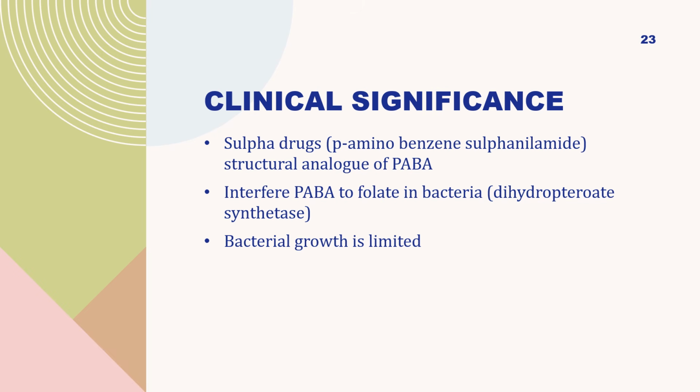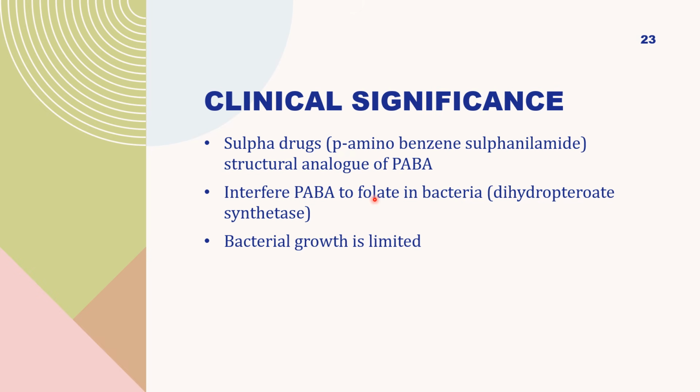So the clinical significance of para-aminobenzoic acid. We have sulfur drugs which are structurally similar to para-aminobenzoic acid, structural analogs of para-aminobenzoic acid. They are nothing but para-aminobenzene sulfanilamide. So this structural similarity helps us to interfere with the folate mechanism in the bacteria. This para-aminobenzoic acid will be converted to folate. That's why in the previous slide we saw that bacteria need para-aminobenzoic acid for their growth and survival.